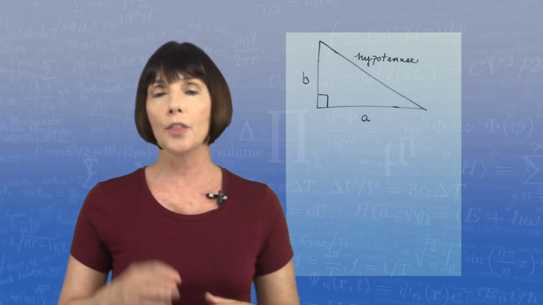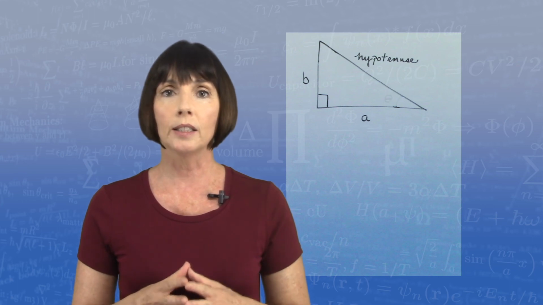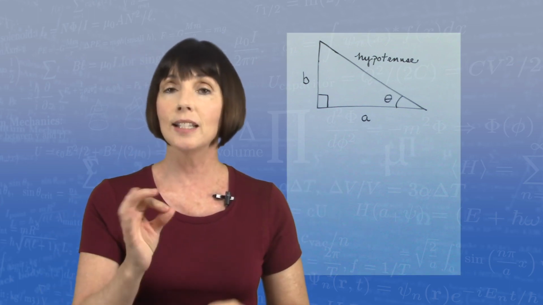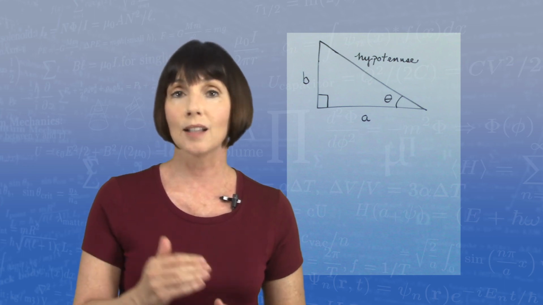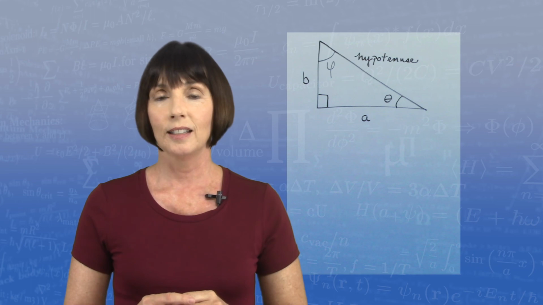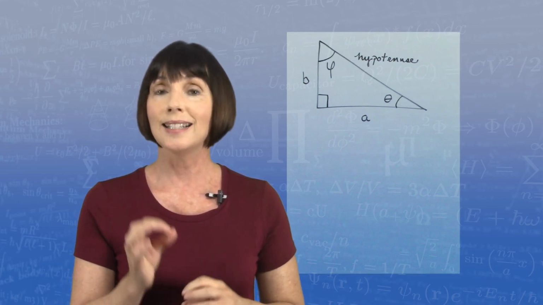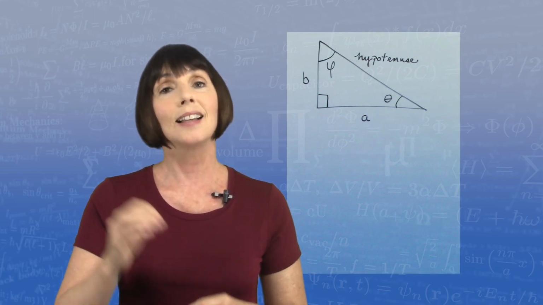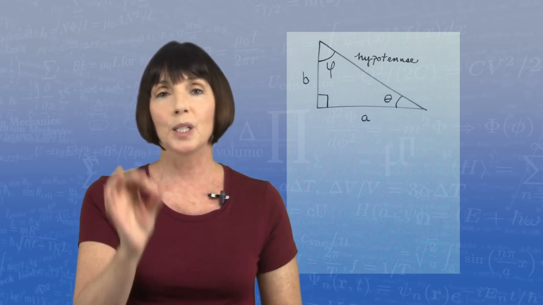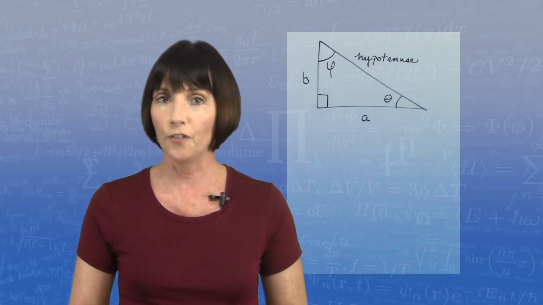So let's mark our other angles here. Let's mark an angle and call it theta. Now side A is adjacent to theta, and side B is opposite to it. Let's mark our other angle and call it phi. Now side B is adjacent to phi, and side A is opposite to phi. Now this is important because we use this to define our functions.